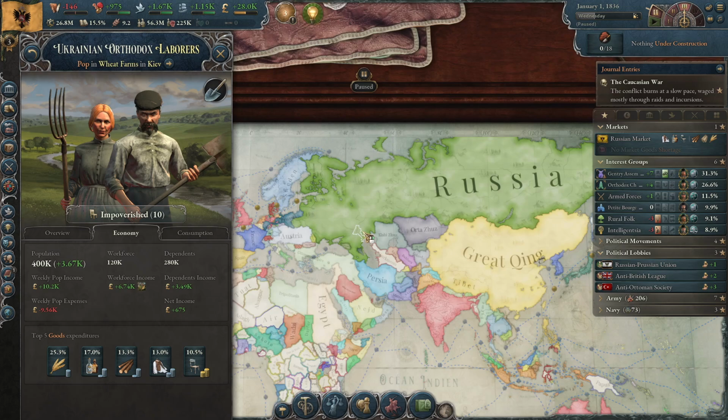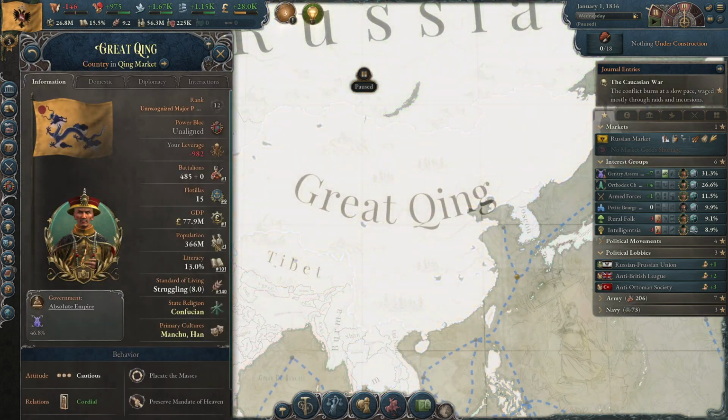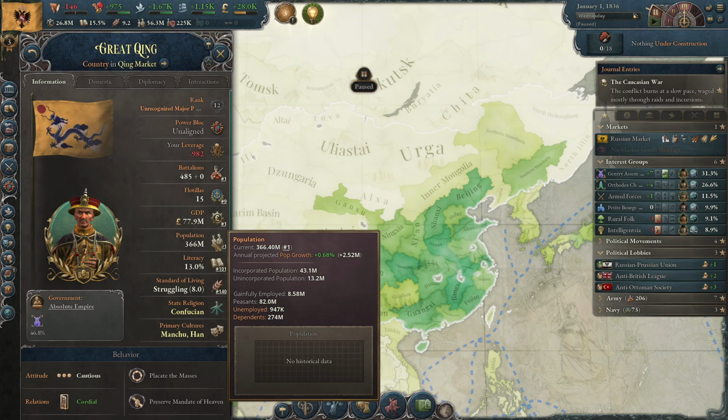But say you're playing a nation like Qing, which has several hundred million people already, you probably want to focus on getting rid of the peasants you have first, because they're demanding 5% of the goods that a regular pop normally would. So they're actually worse than dependents.